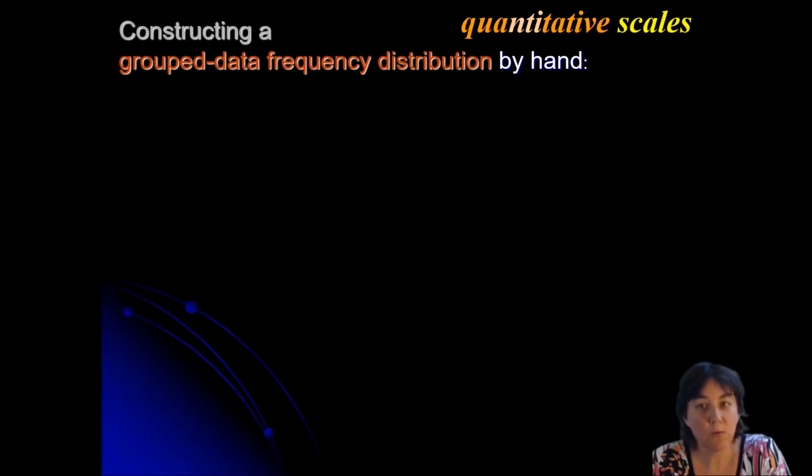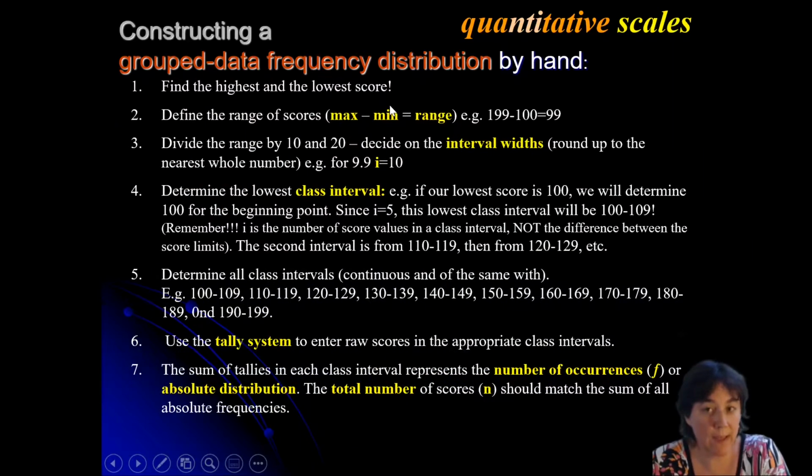Let's turn now to quantitative scales. Here we have to do something called a grouped data frequency distribution, and I would like you to be able to do this by hand, although SPSS or JASP will do it for you. So this is the recipe.